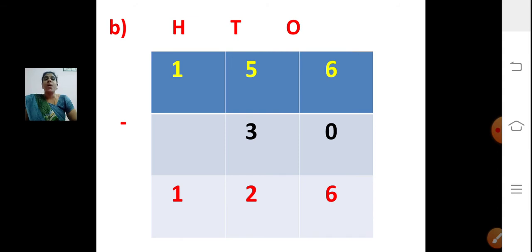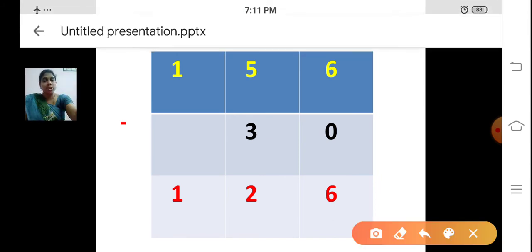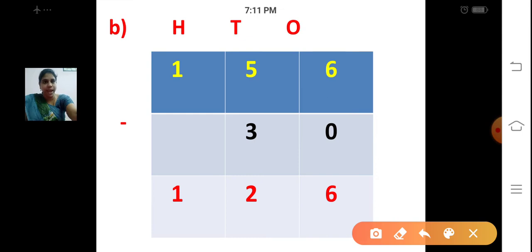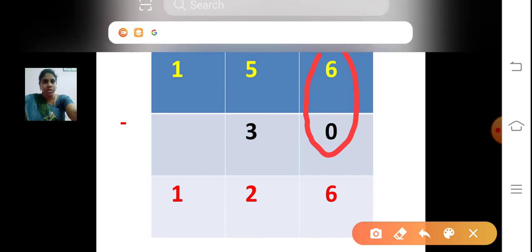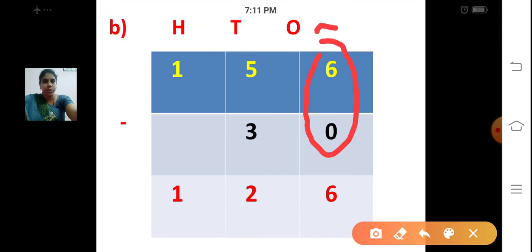We are going to subtract 156 minus 30. I'll repeat it. We are going to subtract 30 from which number? 156. Shall we start to subtract now? Now where do we have to start? Let's start from the ones place. So we are going to subtract 6 minus 0, which is 6 ones minus 0 ones.